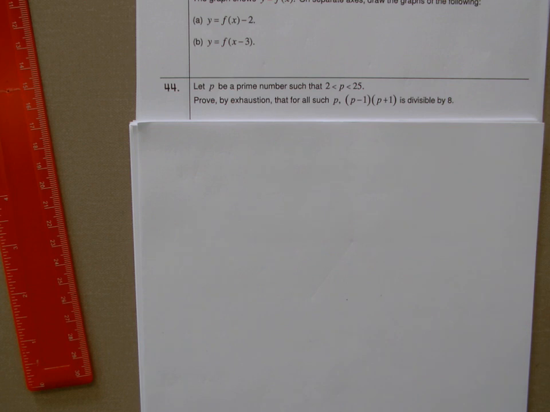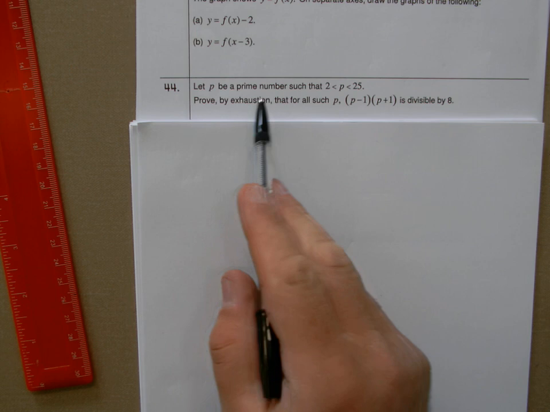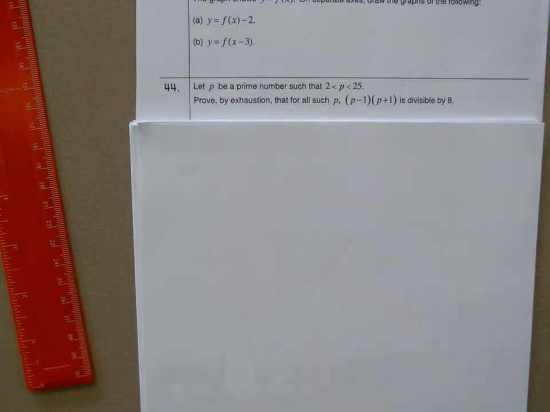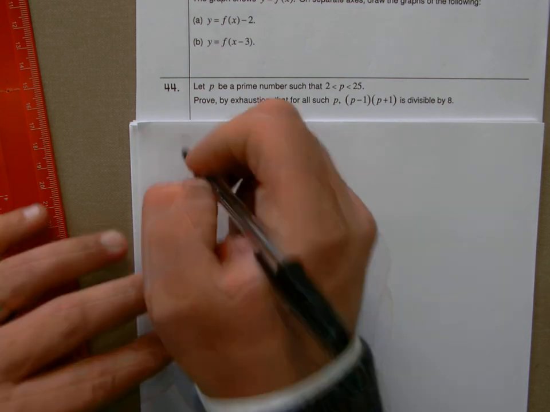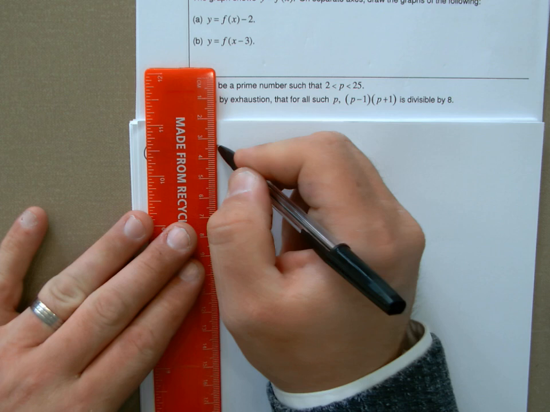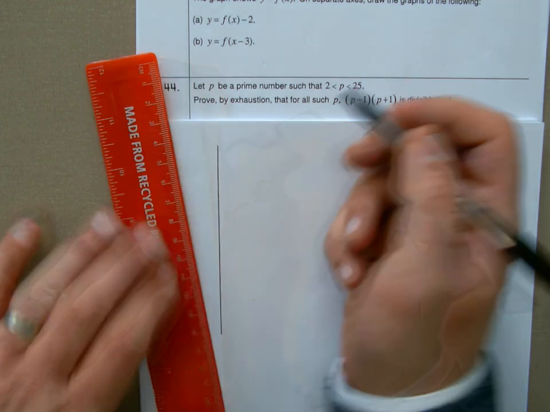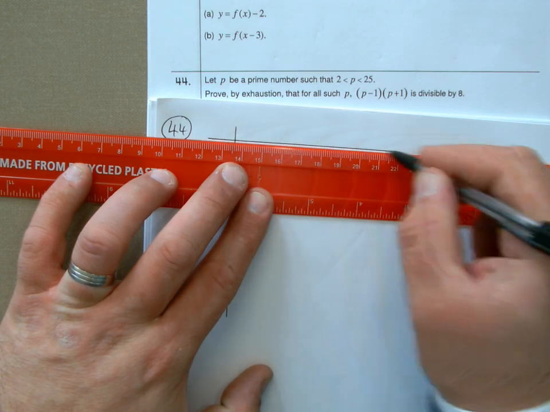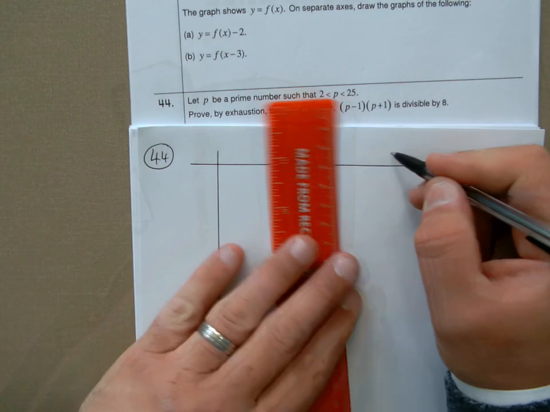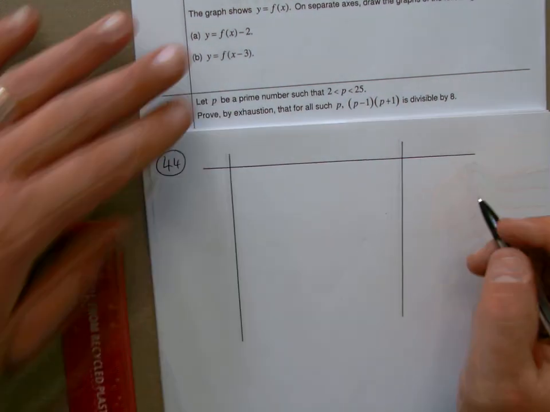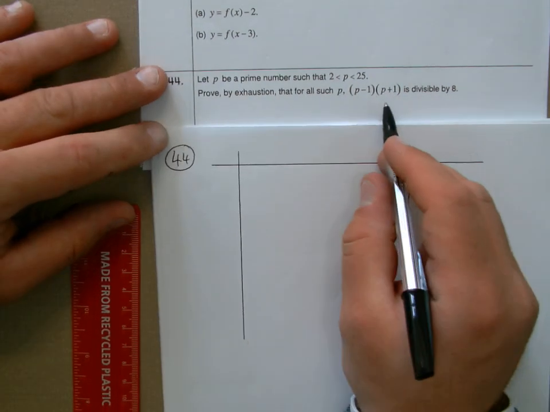Okay, so a proof by exhaustion question here, where they say prime numbers between 2 and 25, but not including 2, because 2 is a prime number. So what I'm going to do here is make a table of all of those prime numbers between 2 and 25. And we'll check whether this is then divisible by 8.